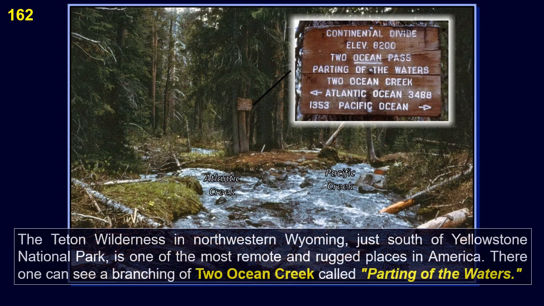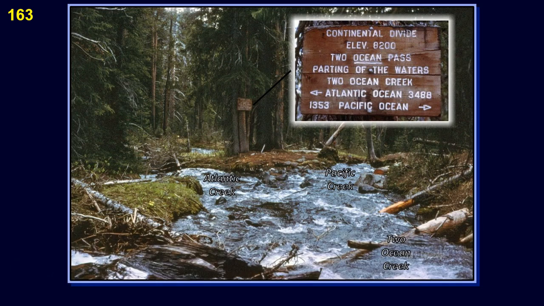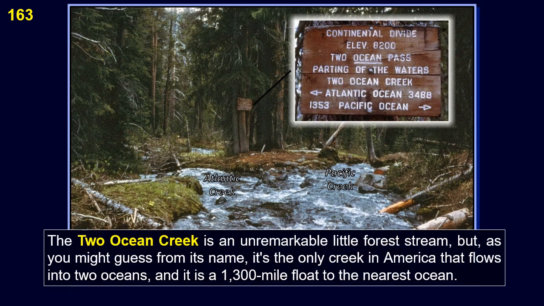The Teton Wilderness in northwestern Wyoming, just south of Yellowstone National Park, is one of the most remote and rugged places in America. There one can see a branching of Two Ocean Creek called Parting of the Waters. The Two Ocean Creek is an unremarkable little forest stream. But, as you might guess from its name, it's the only creek in America that flows into two oceans. And it is a 1,300-mile float to the nearest ocean.